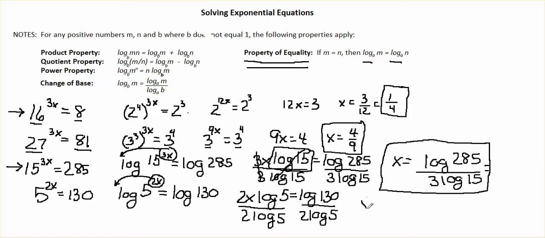And we now have x equals log of 130 over 2 times the log of 5. Again, these guys are stuck together, so we can't divide the 130 and the 5. Even though they share the same base, we cannot divide them. They are stuck together. So this is definitely our exact answer that we would give on a test, unless I ask you to plug it in a calculator and give me an approximate answer. And that is how we will solve exponential equations.